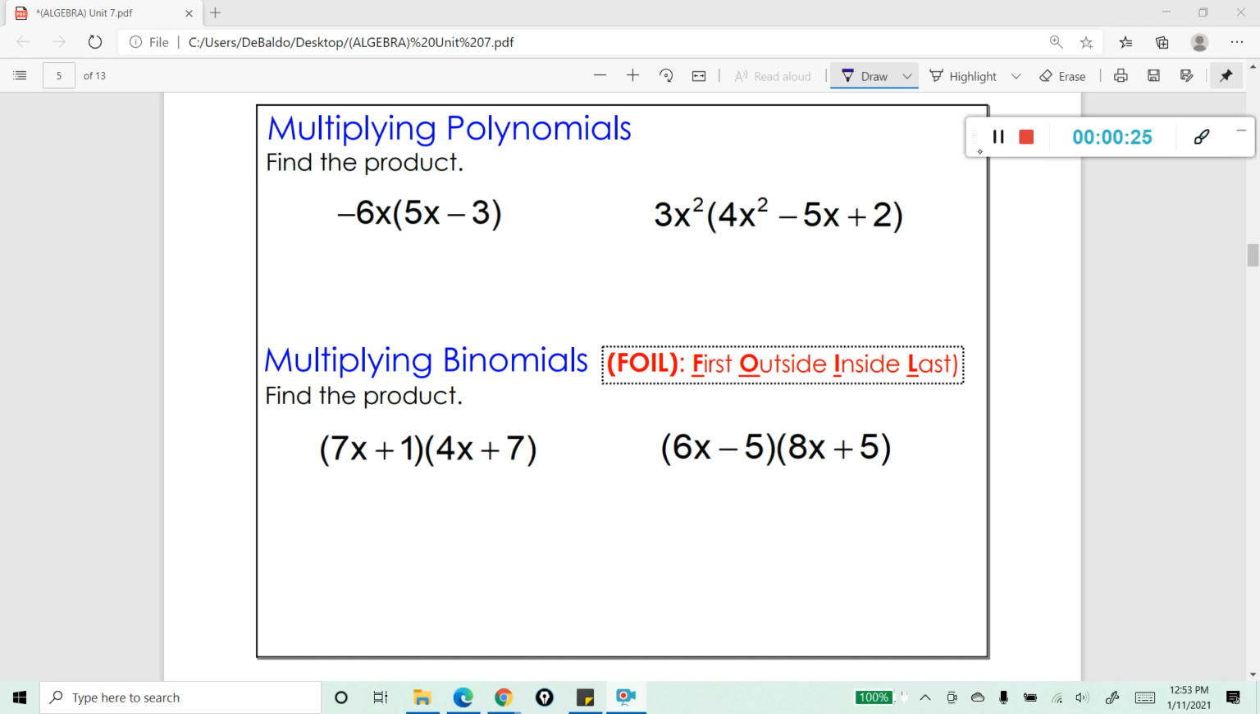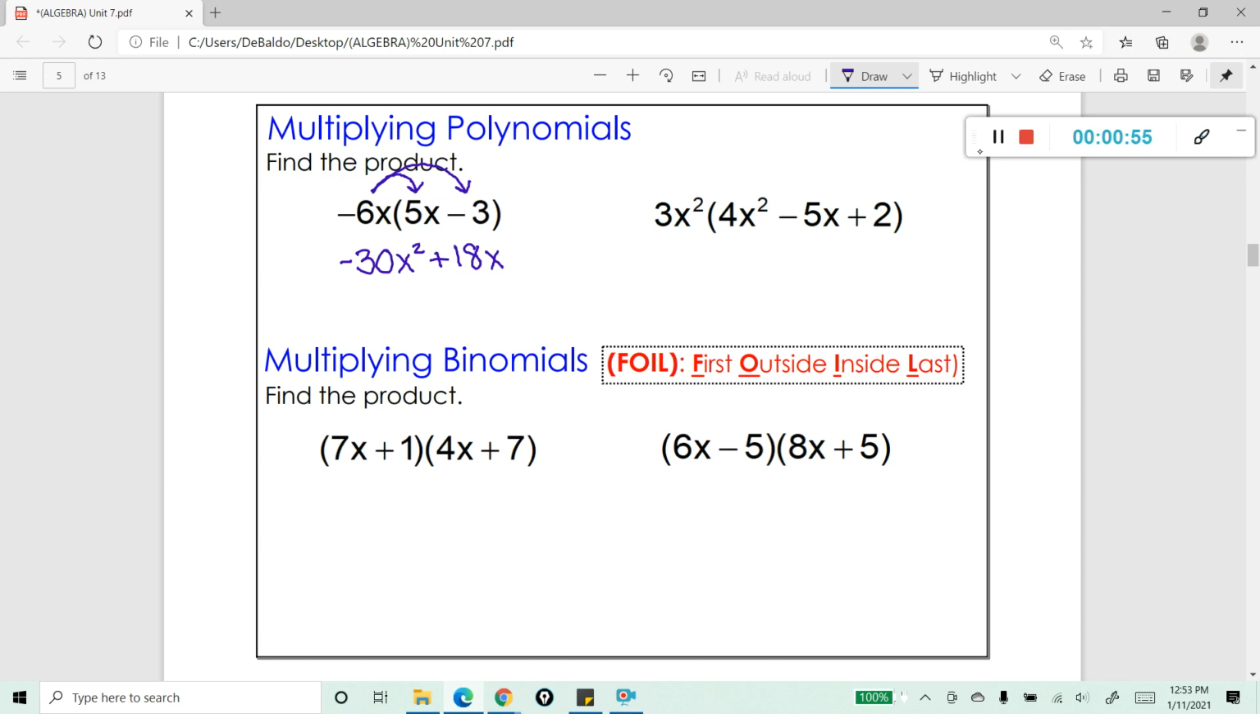So let's go ahead and distribute negative 6x into the binomial. So negative 6x times 5x is going to leave us with negative 30x squared. That's where our laws of exponents come into play. Now let's take negative 6x times negative 3. That's going to simplify down into positive 18x. And there you have it. You've multiplied the two polynomials together.